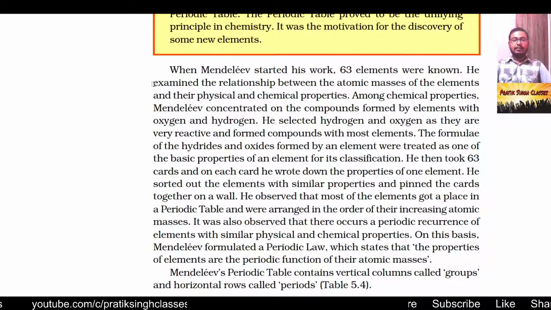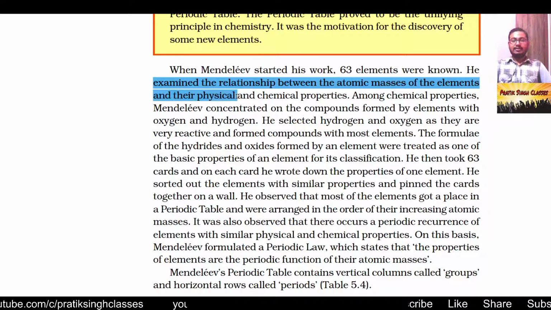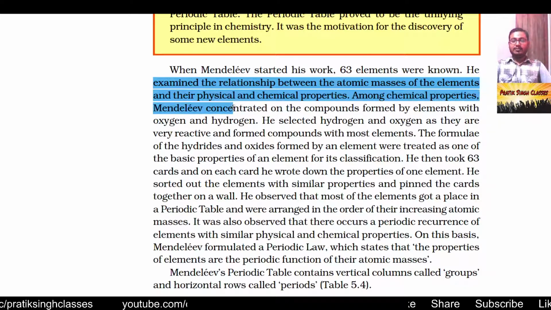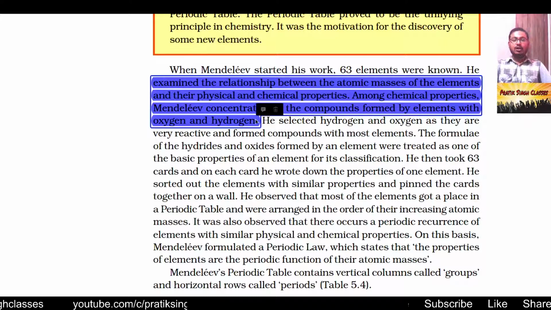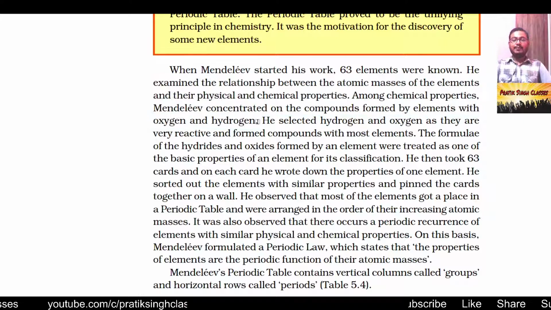He examined the relationship between the atomic masses of the elements and their physical and chemical properties. Among chemical properties, Mendeleev concentrated on the compounds formed by elements with oxygen and hydrogen. So he tried to find a relationship in the chemical properties of the compounds of oxygen and hydrogen, and based on the result he tried to make some arrangements in the periodic table.